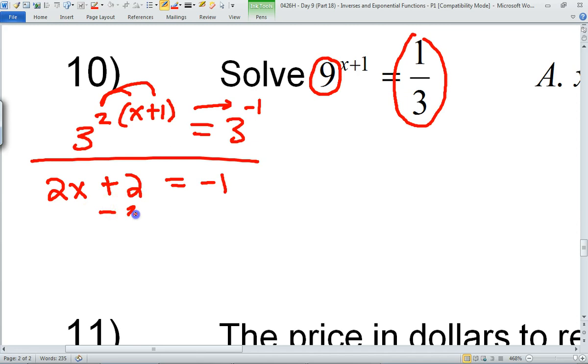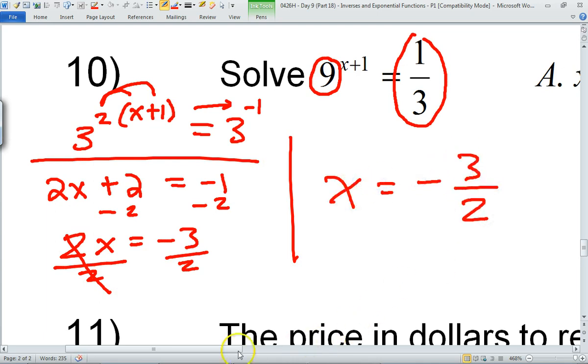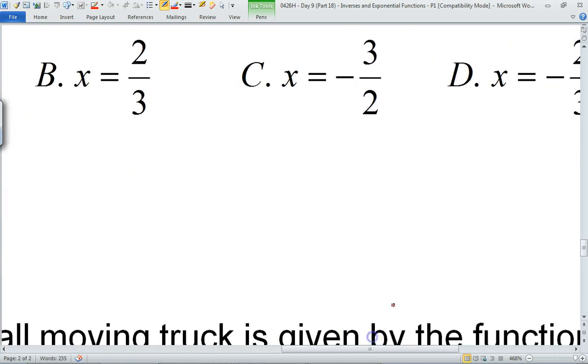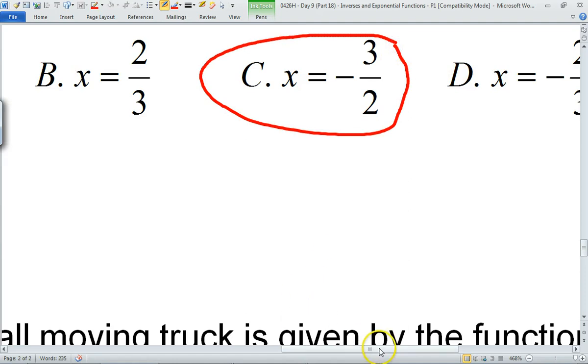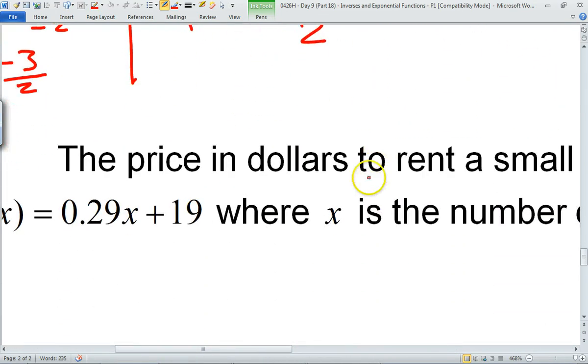But that was the hard part. So minus 2 on both sides. That gives me 2x equals negative 3. Then I divide both sides by 2. And I get x equals negative 3 over 2. Is that one of my answers? C. So that's why the answer is C. Okay, that's how you do that.